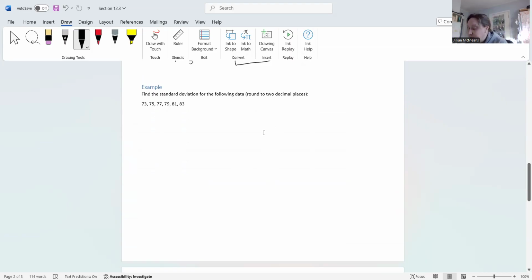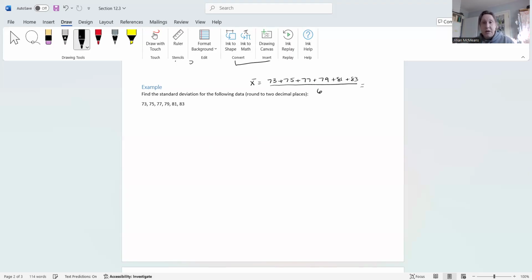Okay, so first up, it says find the standard deviation for the following data items. We're going to round again to 2 decimal places, so to the nearest hundredth. But first, we need to calculate the mean. So remember, we have 73 plus 75 plus 77 plus 79 plus 81 plus 83. We need to divide by how many data items we have, which is 6.